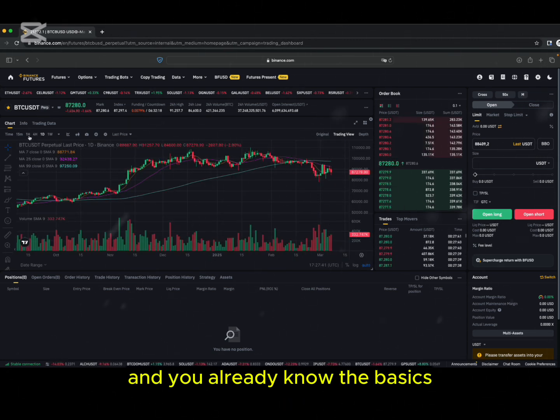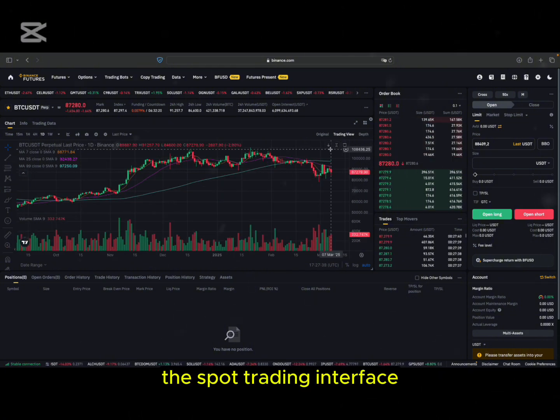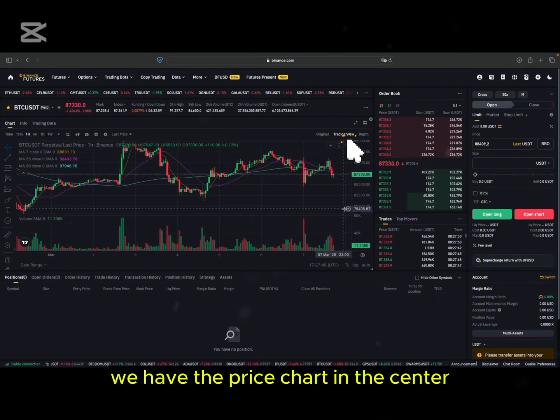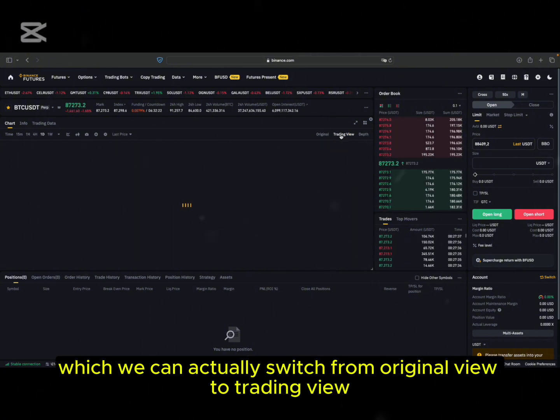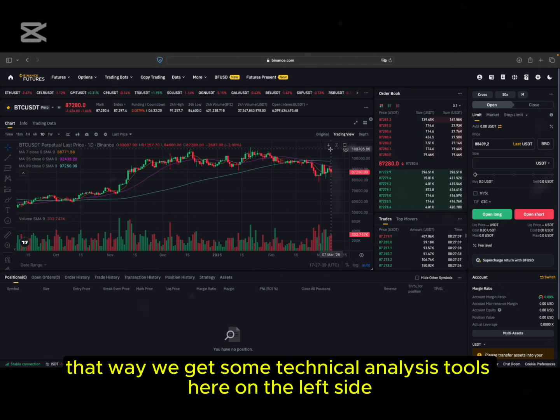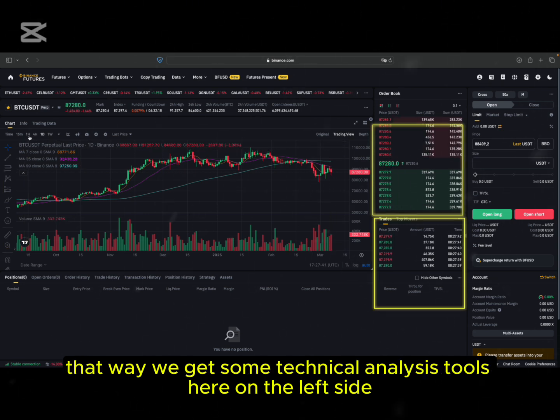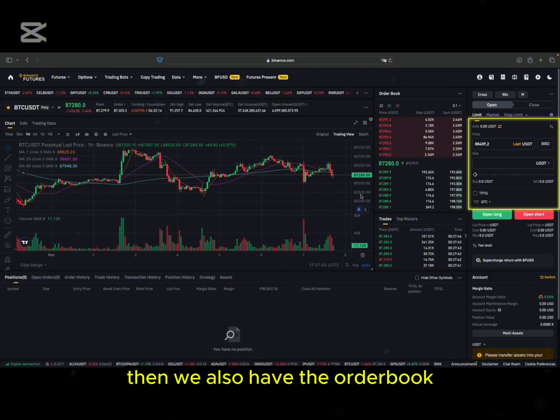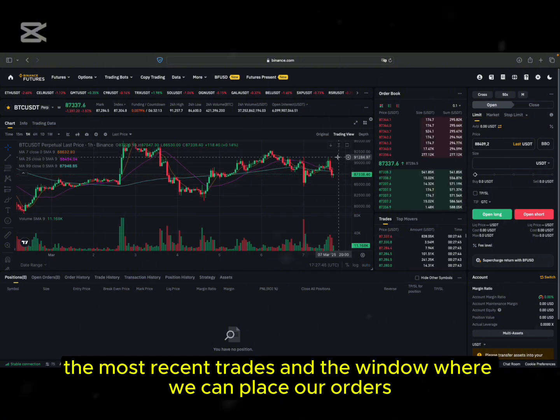In the trading interface, we have the price chart in the center, which we can actually switch from original view to TradingView. That way we get some technical analysis tools here on the left side. Then we also have the order book, the most recent trades, and the window where we can place our orders.